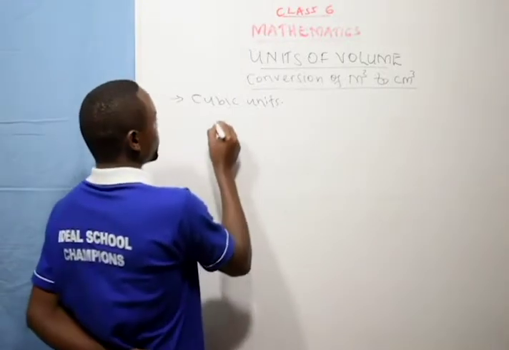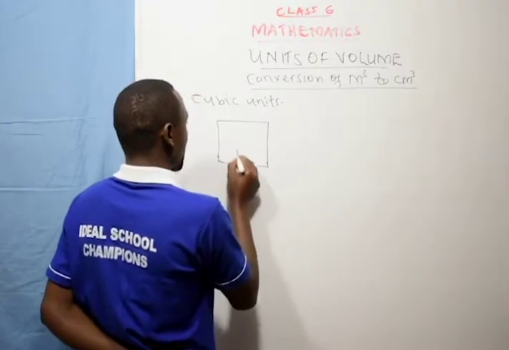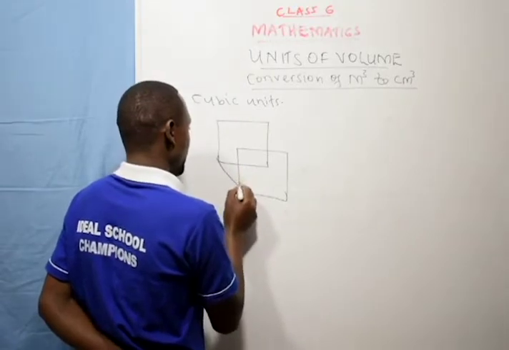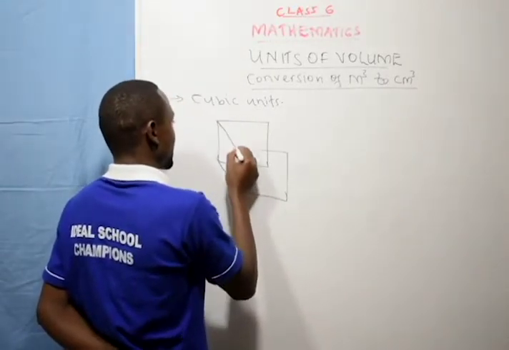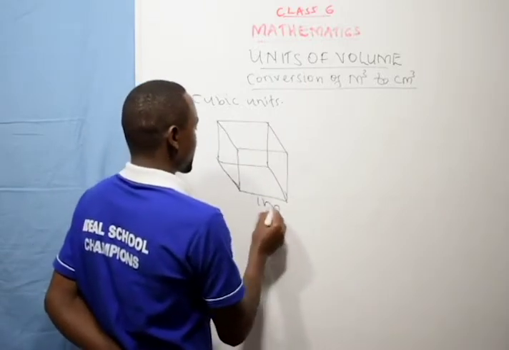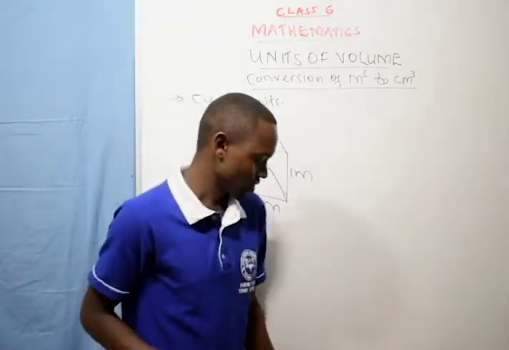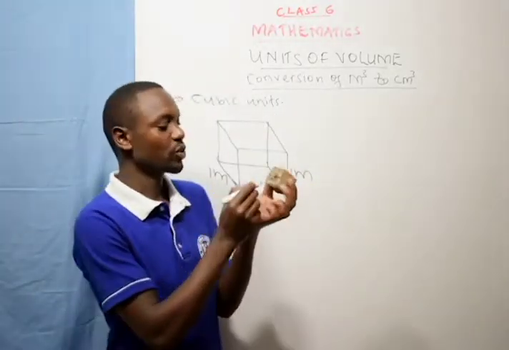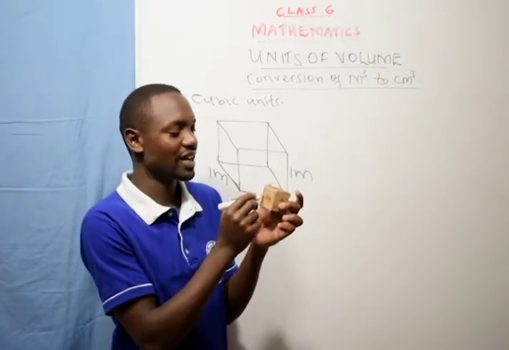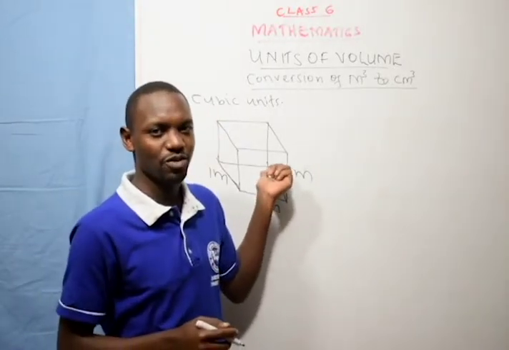Consider a cube which measures 1 meter by 1 meter by 1 meter. We looked at the formula for calculating the volume of a cube. This cube measures 1 meter, and a height of 1 meter. So we assume that this length is 1 meter, this other length is 1 meter, this height is 1 meter. So what is the volume of this cube?